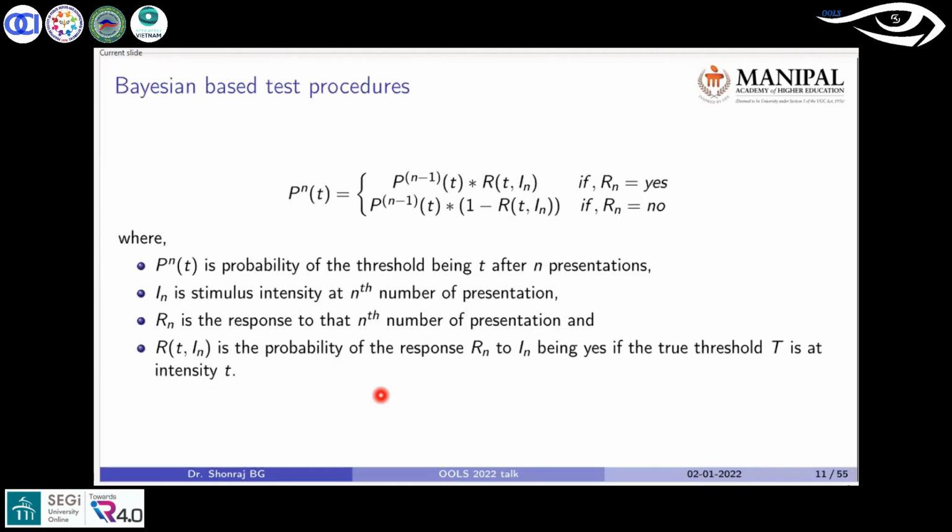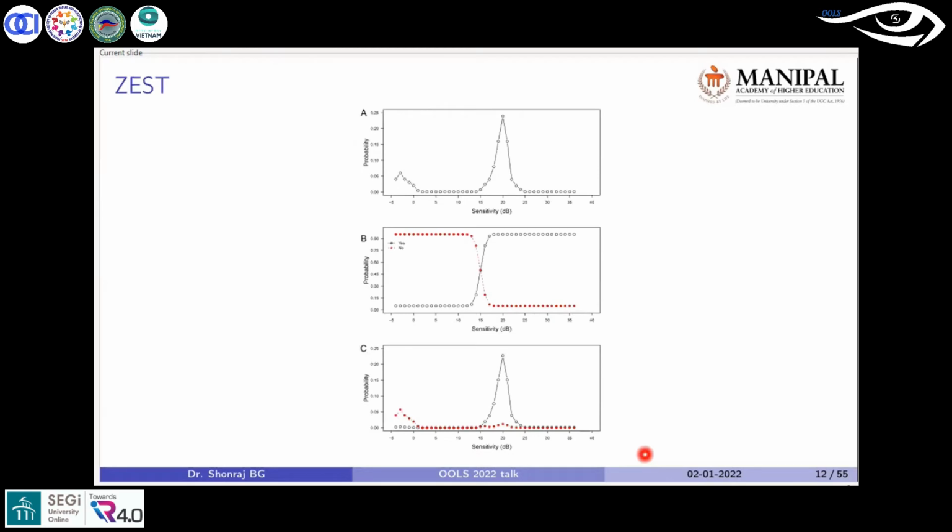Now, next, let me try to explain how the Bayesian-based test procedure works. All the newer versions are based on Bayesian methods. The Bayesian-based test procedure works using a principle called Bayes' theorem. If you want to look at the mathematics, this is how it works. It is a little bit complicated to explain compared to your full threshold equation, so I'm not going to explain this equation, but let me show how this works with some examples.